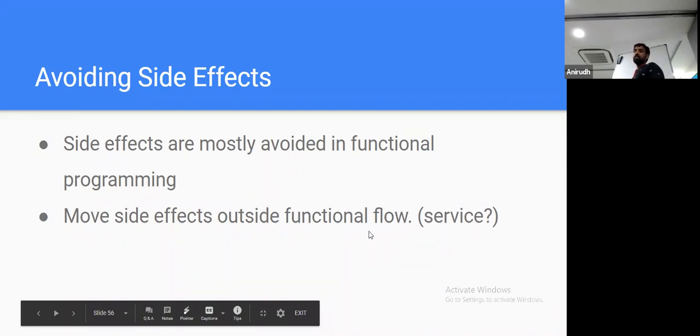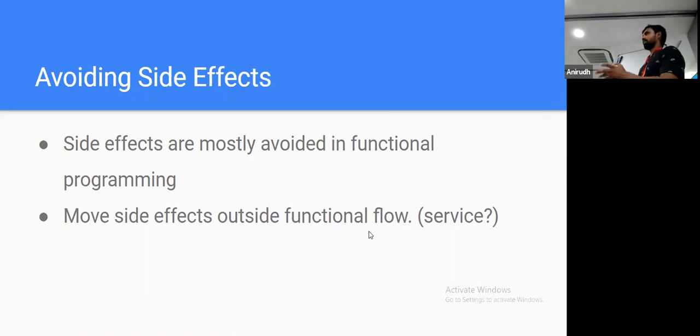So side effects should be moved to some other component, some other file, like a service. This is one example service, but you can write some other file. So basically, these side effects are out of the scope of functional programming. So you shouldn't have them in your code in the React area.